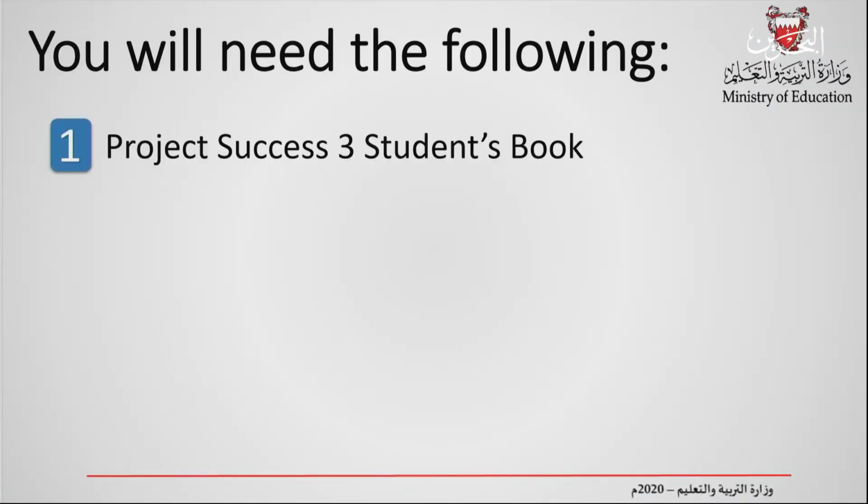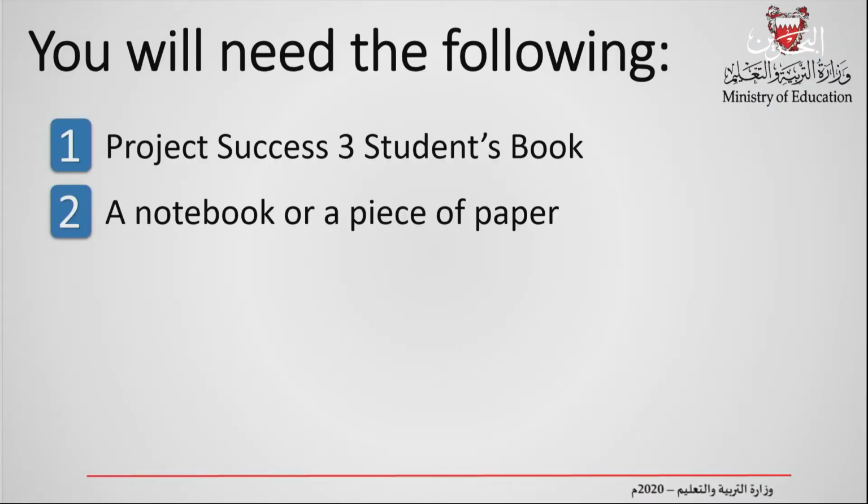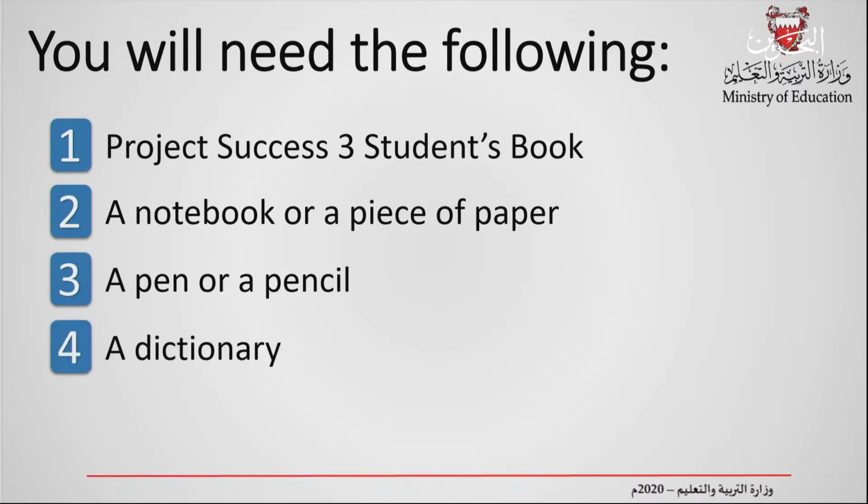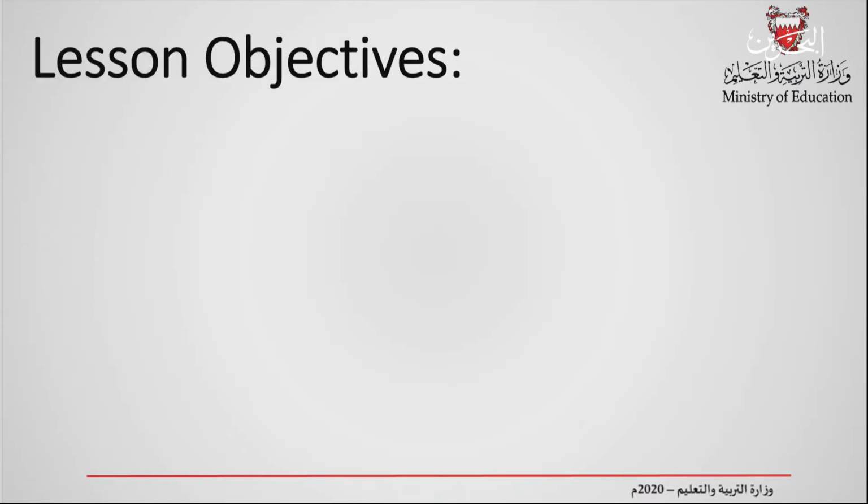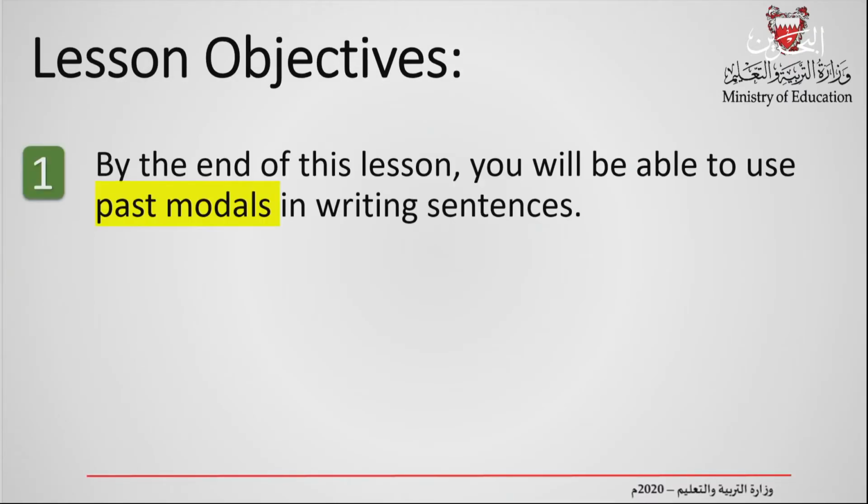Number 1, Project Success 3 Student's Book. Number 2, a notebook or a piece of paper. Number 3, a pen or a pencil. And number 4, a dictionary. Lesson objectives. By the end of this lesson, you will be able to use past modals in writing sentences.